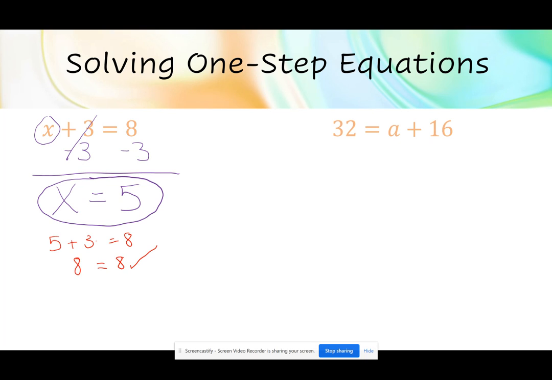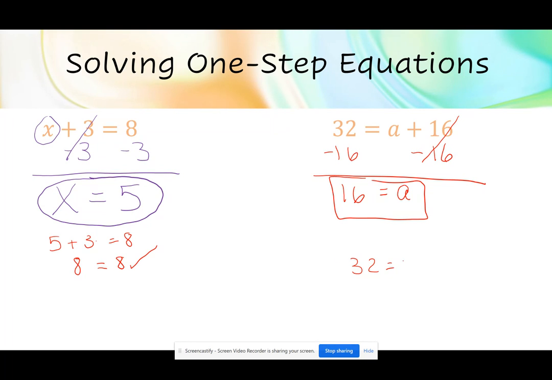Now for this problem over here, 32 equals a plus 16. Your variable could be on either side. But again, we're adding, so we have to undo this by subtracting. You must always do it to both sides. That goes away, so we have a equals 16. You could check your work. 32 equals 16 plus 16. 32 equals 32. It works.